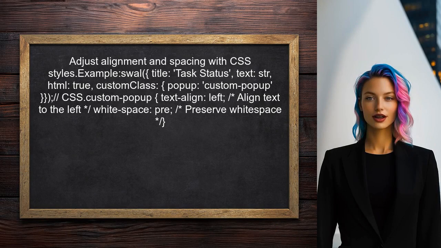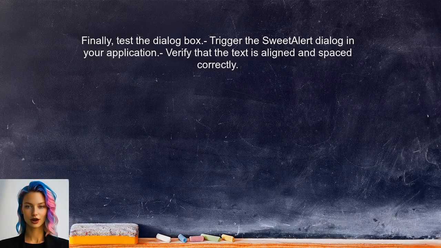After that, the user can adjust the alignment and spacing by using CSS styles. This can be done by adding a style attribute to the dialog box. Finally, the user should test the dialog box to ensure that the text appears as expected. They can do this by triggering the SweetAlert dialog in their application.